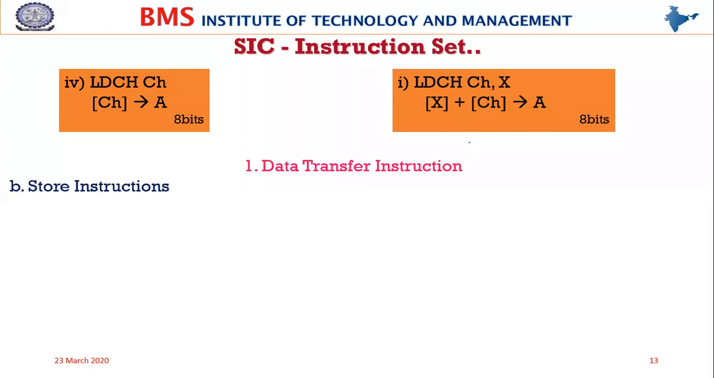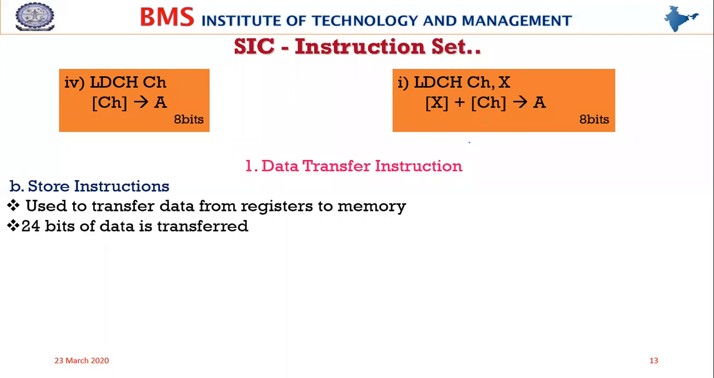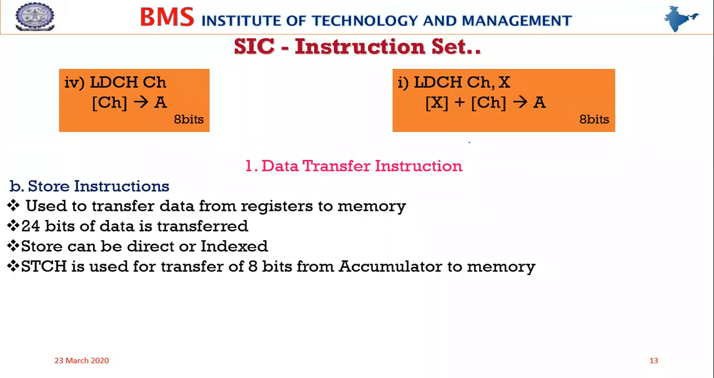So we do have data transfer instructions, store instructions. The next data transfer instruction is the store instruction, which is used to transfer the data in the reverse order, that is from the register to the memory. Again, here the standard is 24 bits. Store can be direct or it can be indexed addressing mode. We have a special instruction called STCH, which is used not for 24 bits, but for 1 byte, that is 8 bits to be stored.